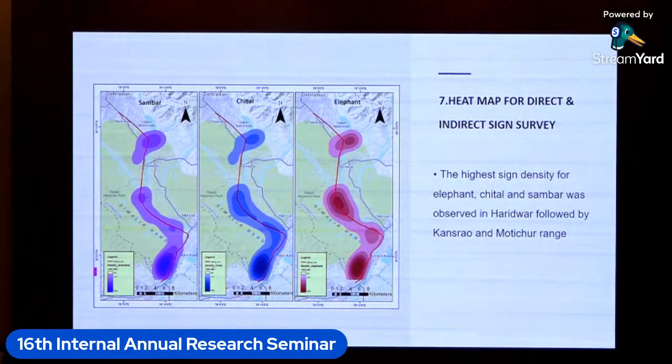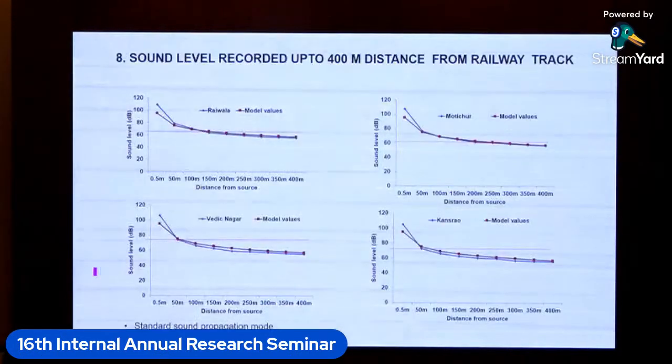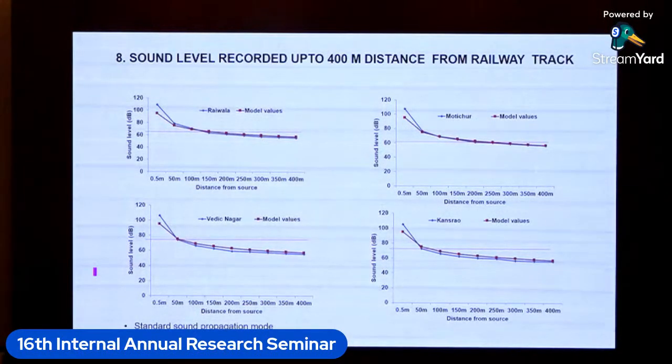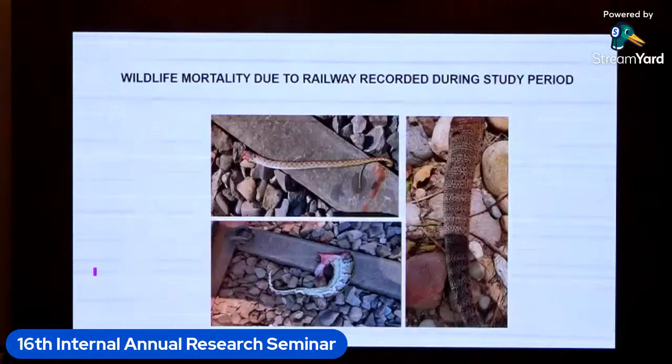From the heat map, the highest sign density for elephant, cheetal, and sambar was observed at Haridwar, followed by Kansro and Motichur ranges. Sound level disturbance was estimated using a sound propagation model. We couldn't find much sound disturbance due to railway noise.